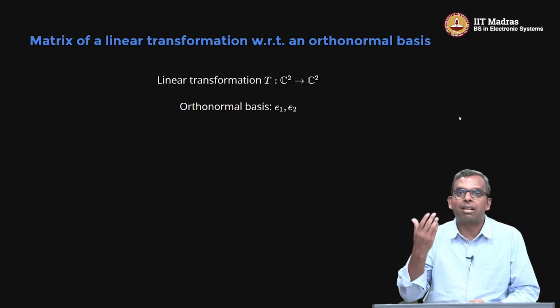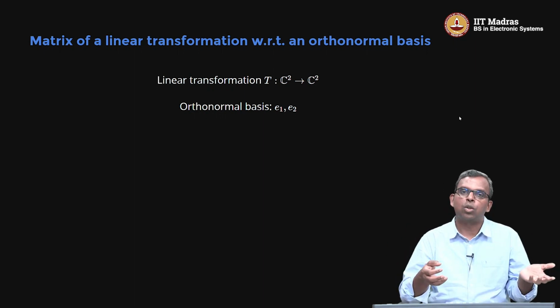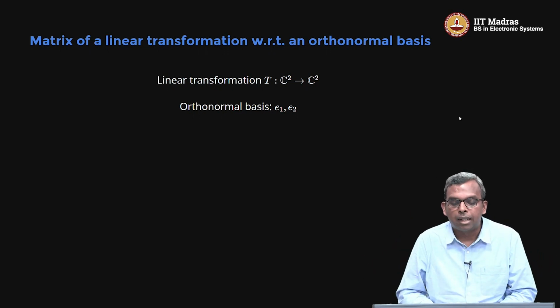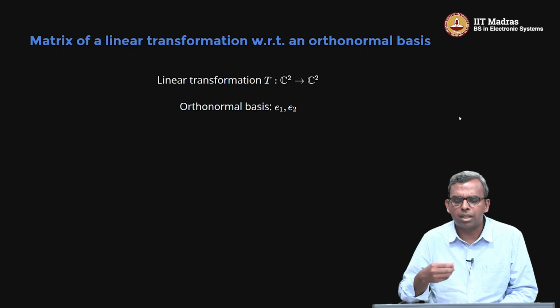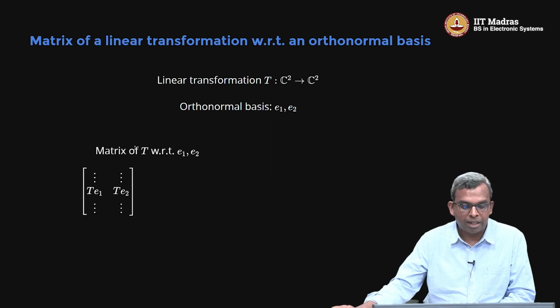So now what about a linear transformation? The matrix of a linear transformation with respect to an orthonormal basis. When I say with respect to, I mean the input basis is an orthonormal basis, and the same orthonormal basis is the output basis also. With respect to that, what happens to the matrix of a linear transformation? It turns out it has a very simple form. So here is the example. Let's say you have a linear transformation T from C2 to C2. They have an orthonormal basis E1, E2. Matrix of T with respect to E1, E2, we know already what it is. The first column is going to be TE1, second column is going to be TE2.